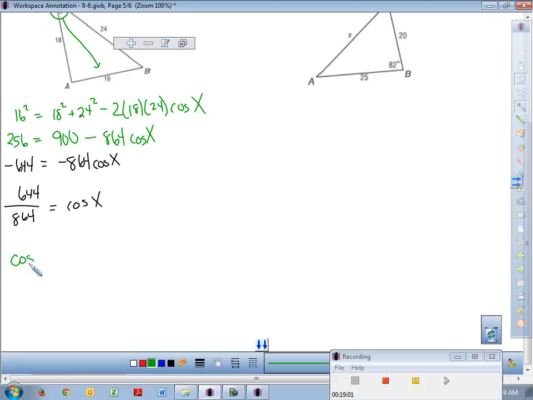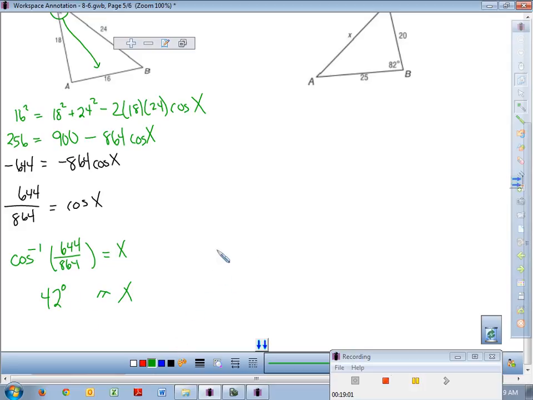We do the inverse cosine of 644 over 864. Yeah, can't write this morning. Equals x. Now we punch that in, and since it's an angle measure, we'll round to the nearest degree, and you should get about 42 degrees.